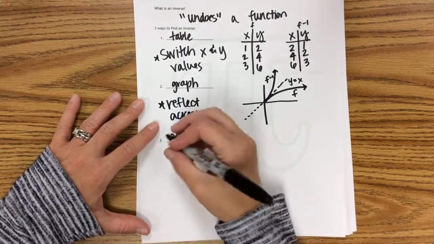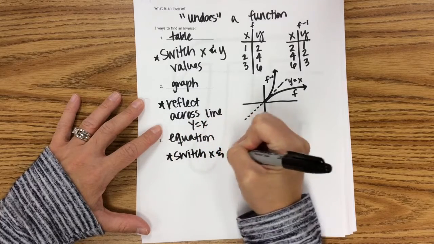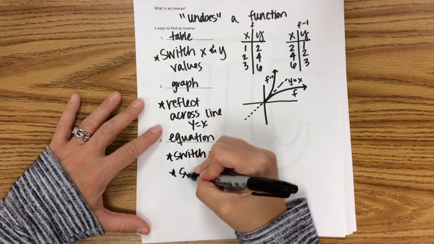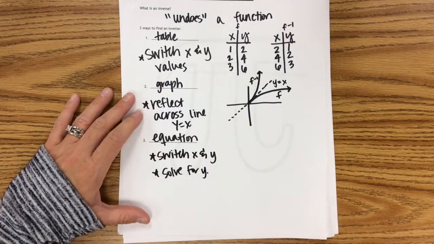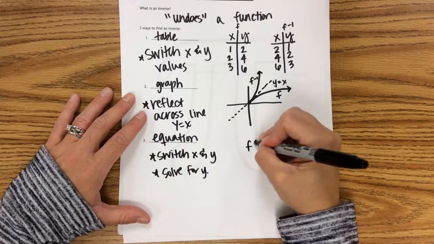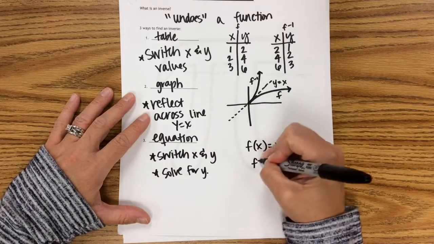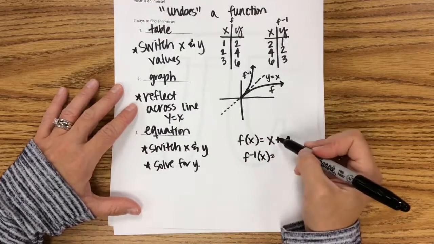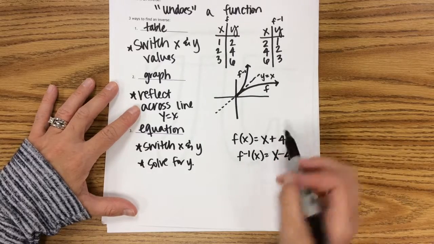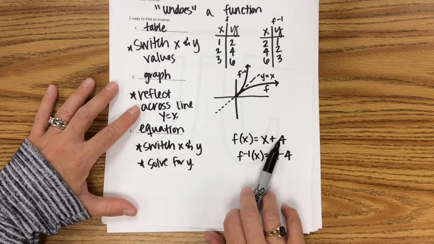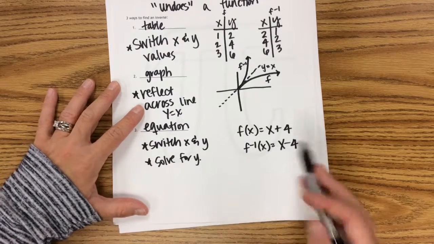An equation, again, you're going to switch x and y. And to simplify an equation, you just solve for y. So sometimes you don't need to go through the process, and it's easy to see what the inverse would be. Like if I said x plus 4 and asked you for the inverse, well, you'd say the opposite of plus 4 would be minus 4. So these are inverses of each other because it takes an x value, adds 4 to it, and then subtracts 4. So it would go right back to the original.